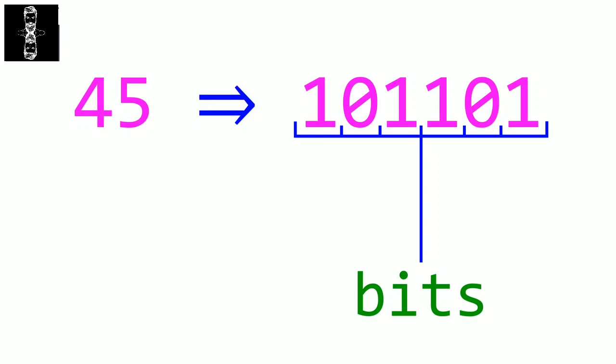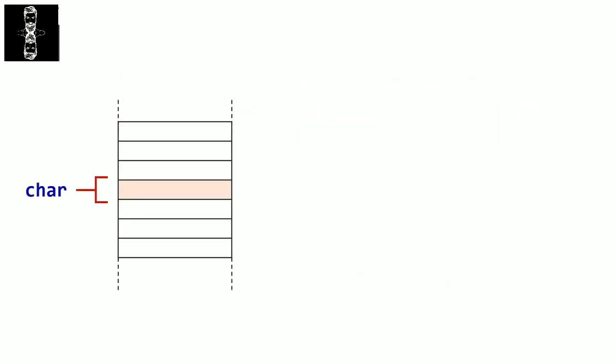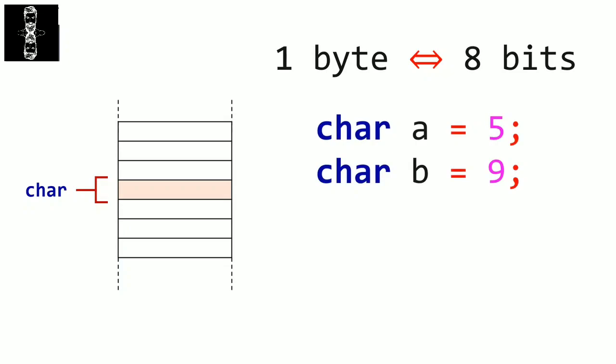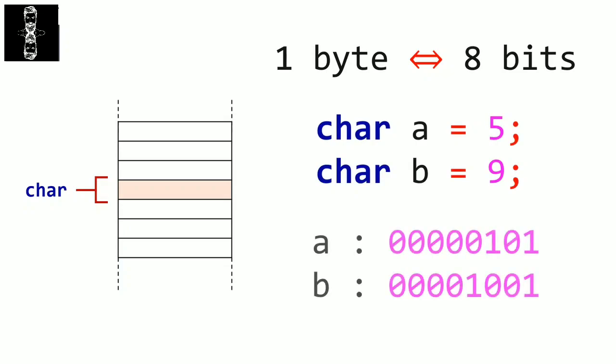Before, let me remind you that a variable of type char occupies 1 byte, which is 8 bits, so its value is represented in 8 bits. And in this video, as examples, we will use two char variables a and b initialized to 5 and 9 respectively. And they are represented like this in binary in 8 bits.